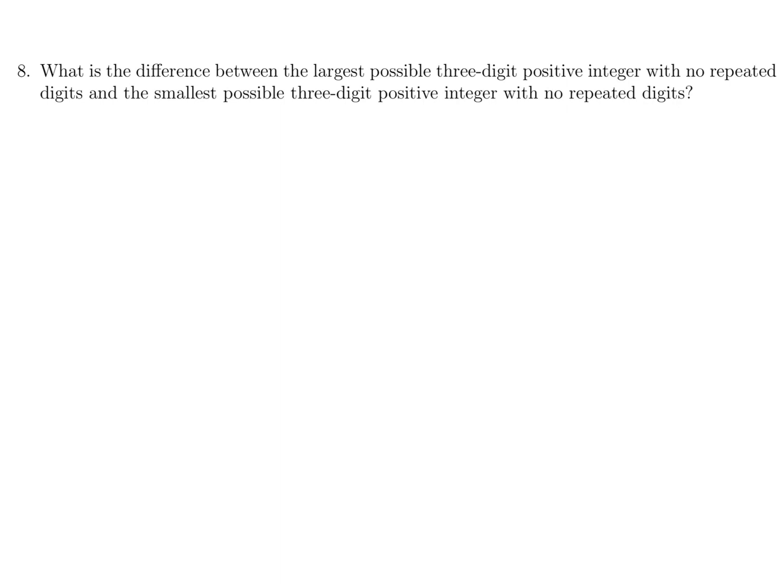What is the difference between the largest possible 3-digit positive integer with no repeated digits and the smallest possible 3-digit positive integer with no repeated digits? The largest one was 999, but they're clearly saying that there's no repeated digits, so I can't use 999. So 987, I believe, would be the largest 3-digit number with no repeated digits.